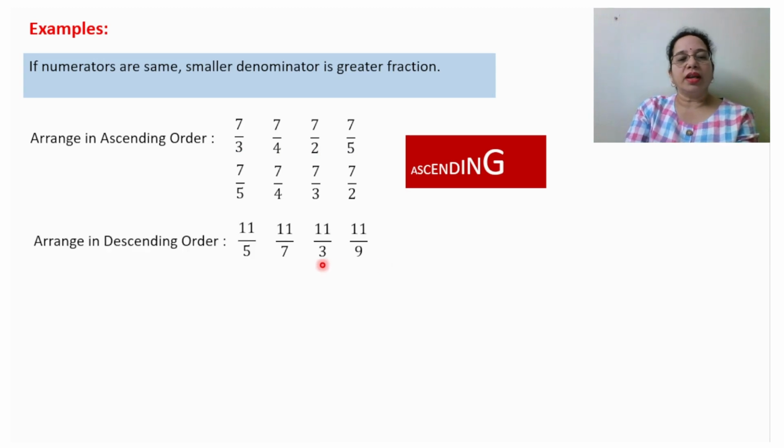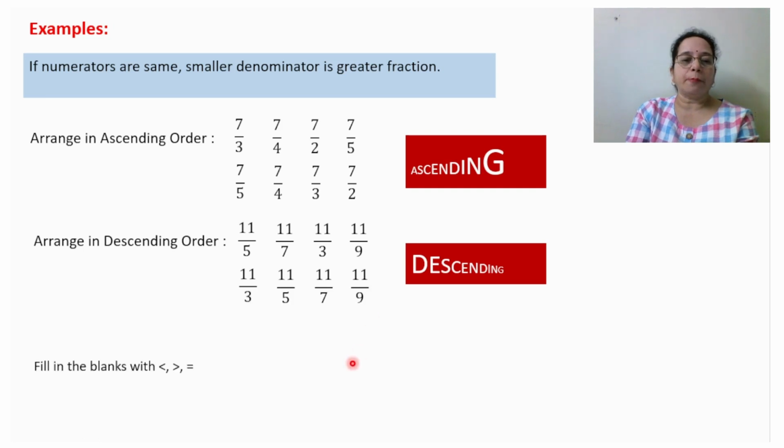Arrange in descending order. Again your numerators are same. So the smaller denominator is the greater fraction. So we need to arrange in descending order. So first one will be 11 by 3, then 11 by 5, then 11 by 7 and the last one is 11 by 9. For fill up the blanks, if this question is given, if the numerators are same, then the smaller denominator is the greater fraction. So 15 upon 7 is the greater fraction.